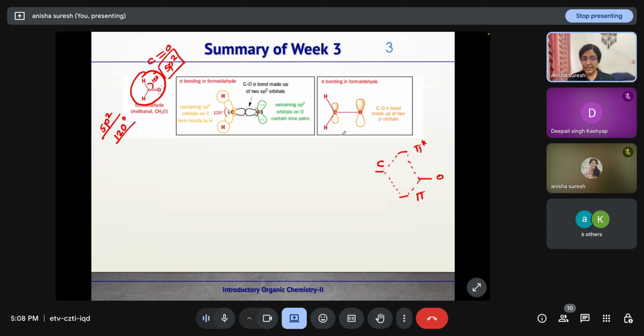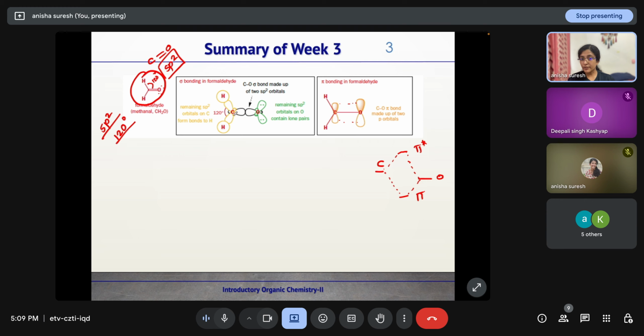So because of that reason, you can see here the pi orbital is closer in energy to that of the oxygen. It will have a greater contribution from the oxygen. So that is why here the lobe on oxygen is larger compared to that of the carbon. Okay, so this will undergo overlap, resulting in the formation of the CO pi bond.